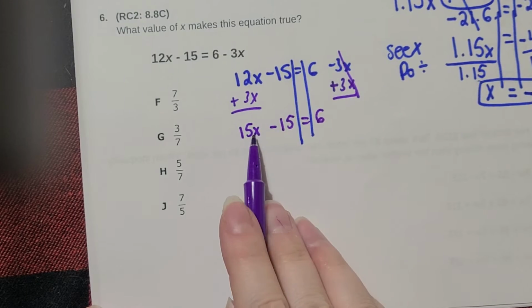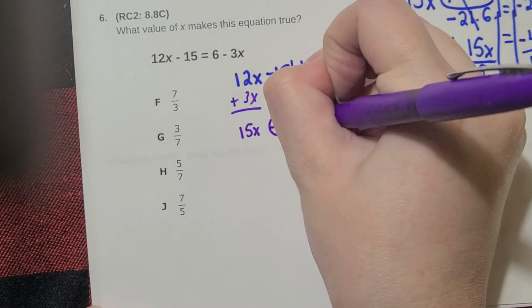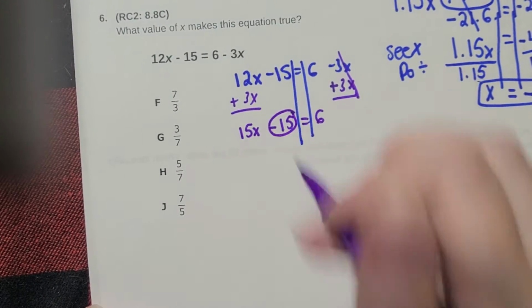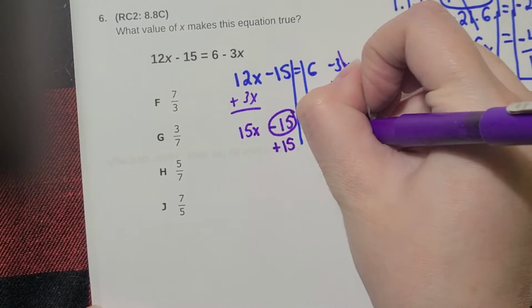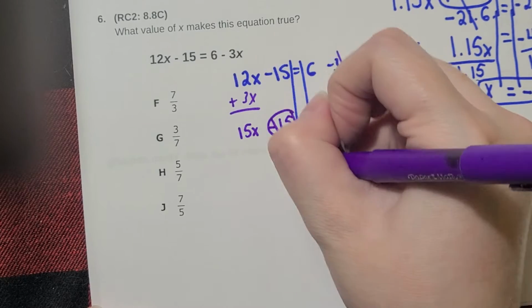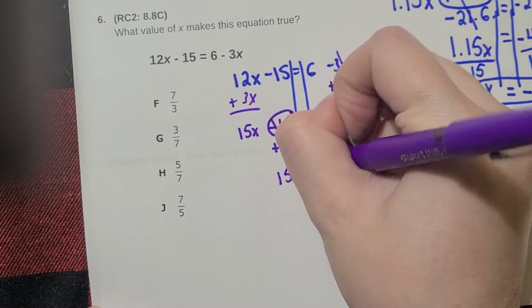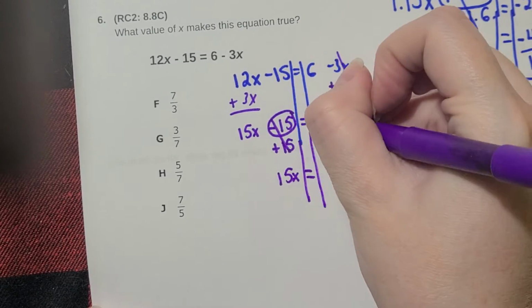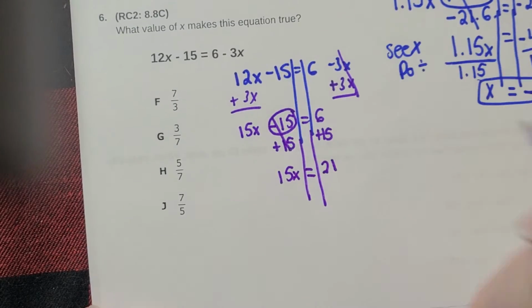All right, next, to get my x alone, I need to get rid of my constant next. I see minus 15, so I'm going to add 15 to both sides. Okay, so now I have 0 over here. I have 15x still, equals 6 plus 15 is 21.